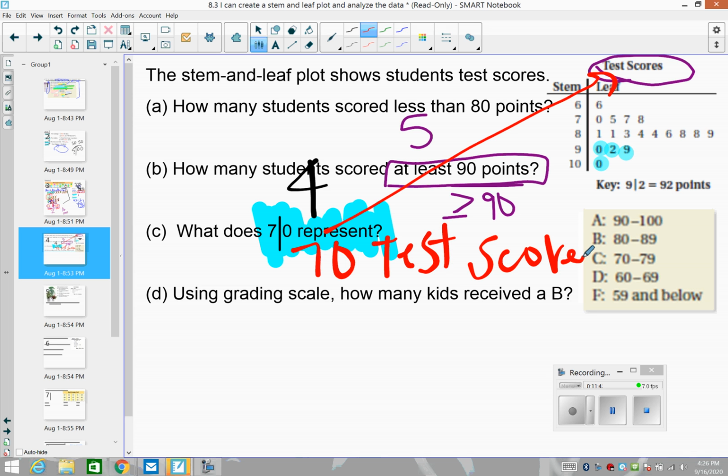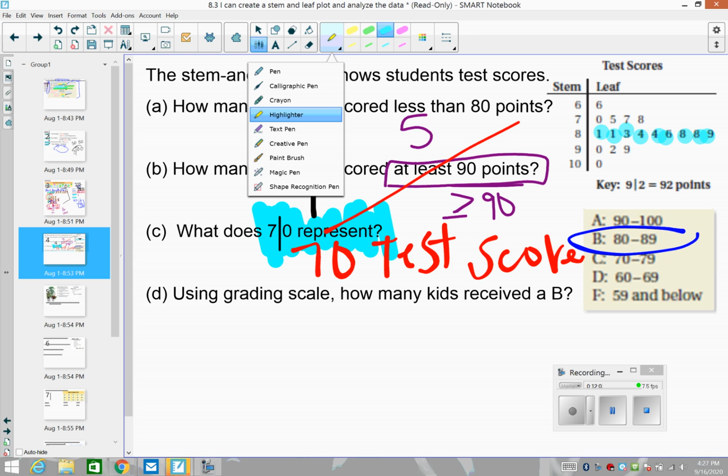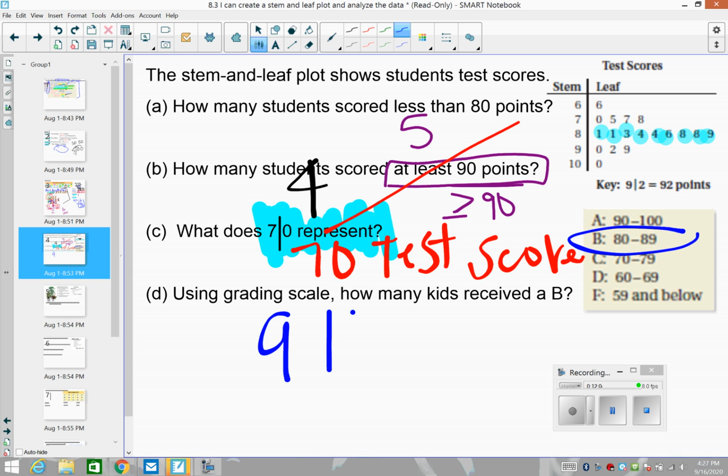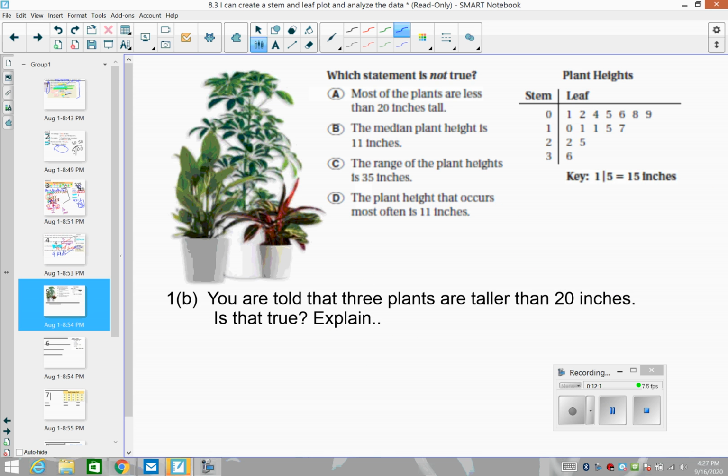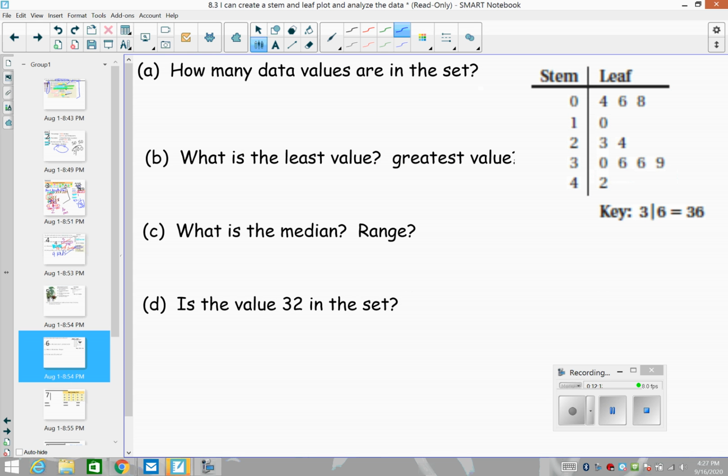And finally, a little bit of analysis of what we learned today about stem and leaf plots is using the grading scale, how many kids received a B. So if we look through the B category, we're talking in the 80s. If I count those out, that would be 1, 2, 3, 4, 5, 6, 7, 8, 9. We would say that 9 students received a B on their test. Awesome. I'm going to skip that analysis for now.